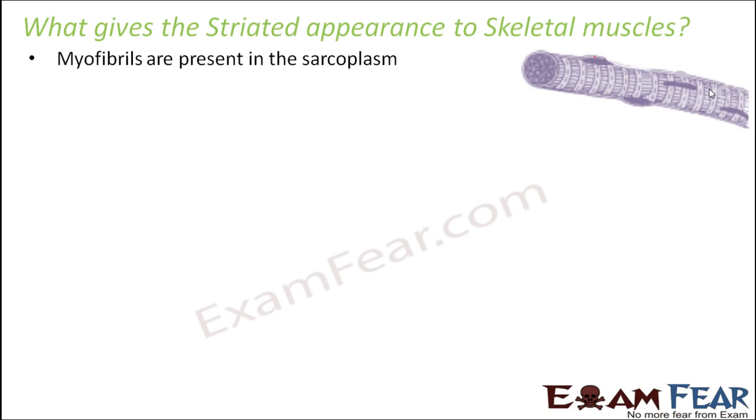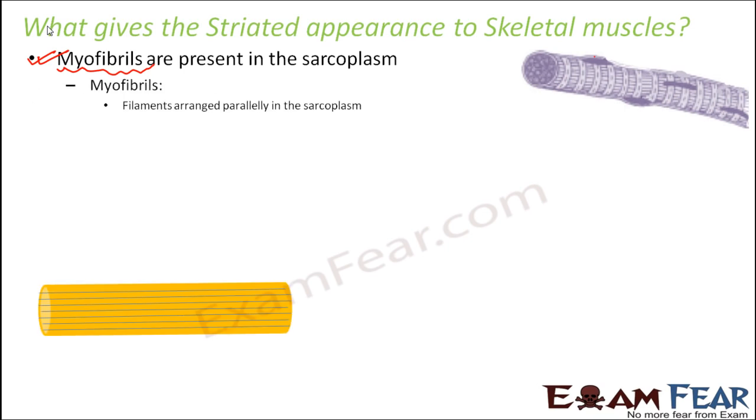Now there are myofibrils which are present in the sarcoplasm. So this is going to be interesting from here. What are these myofibrils? It is again a new term. These are filaments which are arranged parallelly in the sarcoplasm of the muscle fiber. So this was your muscle fiber, right? Now the striated appearance on the muscle fibers is because of the presence of these thin filaments, and you will get to know that these filaments have alternate dark and light bands like this.